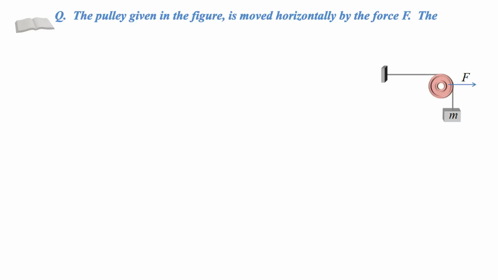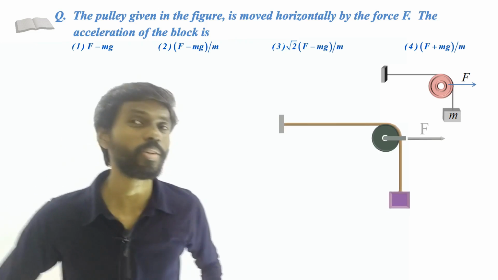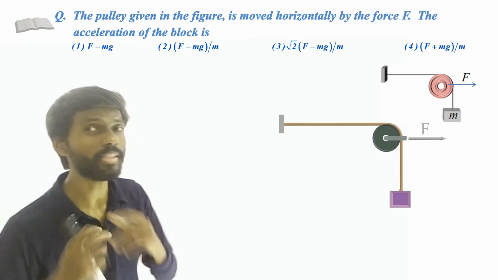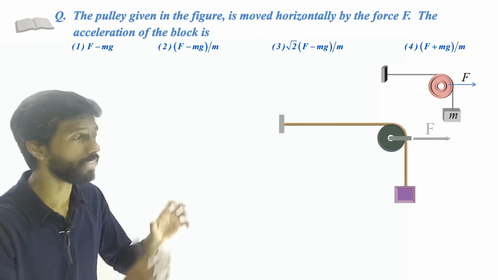The pulley given in the figure is moved horizontally by the force F. The acceleration of the block is? Here a force F acts on the pulley in the horizontal direction. So as a result, this block will also move in the upward direction. So we have to find the acceleration of that block.